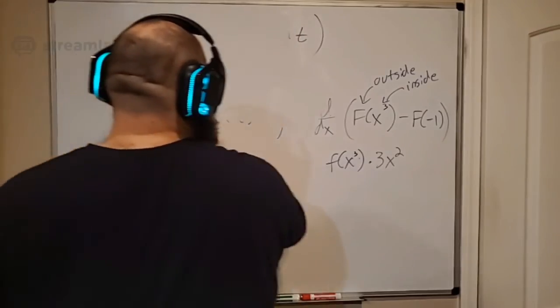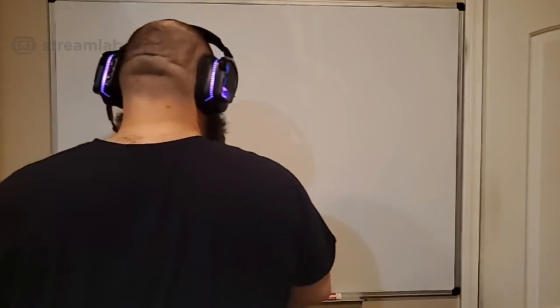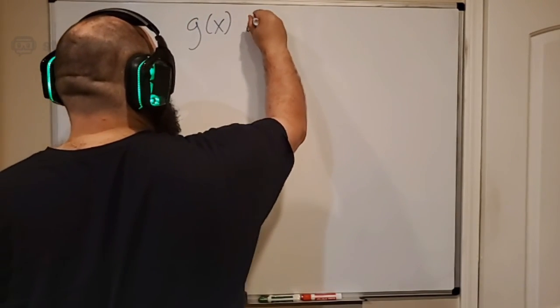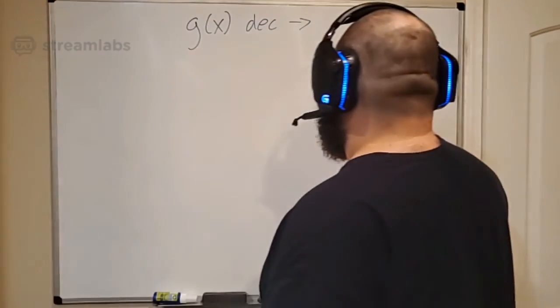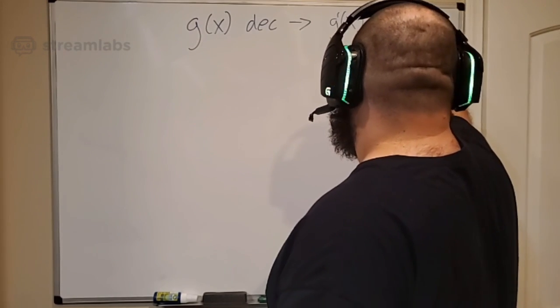F of x needs to be negative. So before we even go there, g of x is decreasing means what? Let's go back a little more basic. The derivative of g of x is negative. So derivative is negative. So let's just say less than 0, make it a little better mathematically.